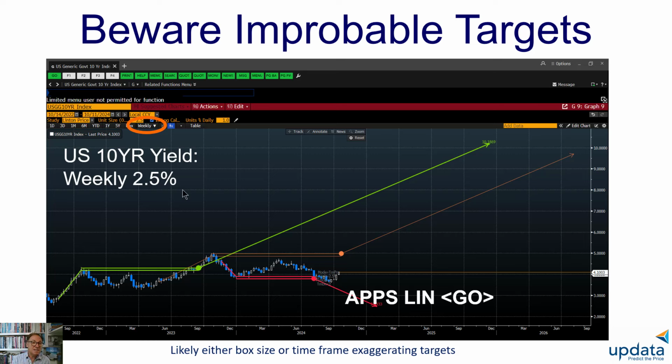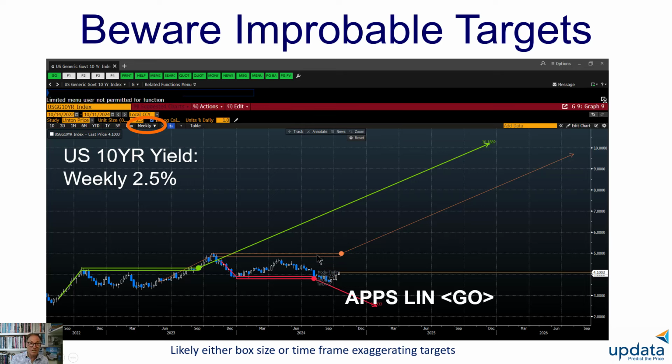Looking at US 10-year yield chart. So this is a weekly chart. Beware of improbable targets. Because it's a weekly and we've got a big box size, and this is historic, and remembering this is a log scale, so 2.5% back then is projecting to 10. We've got another unactivated target to 10.